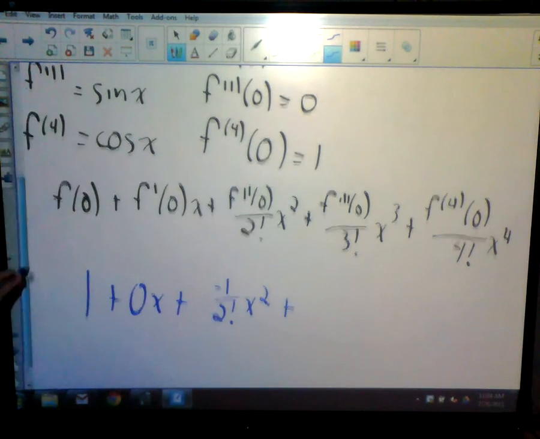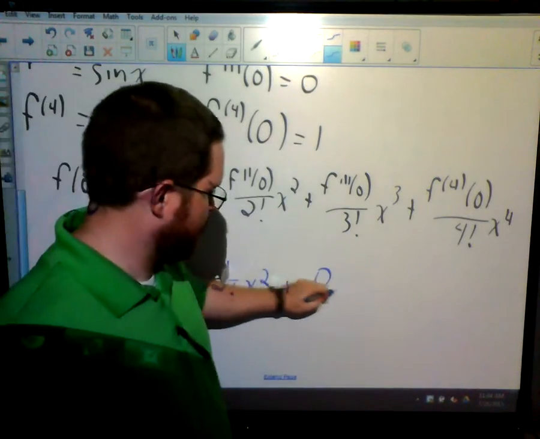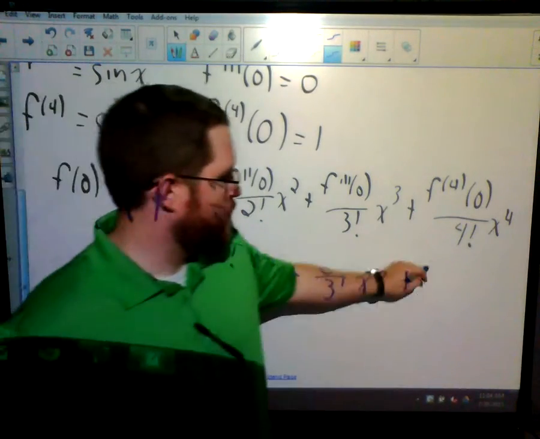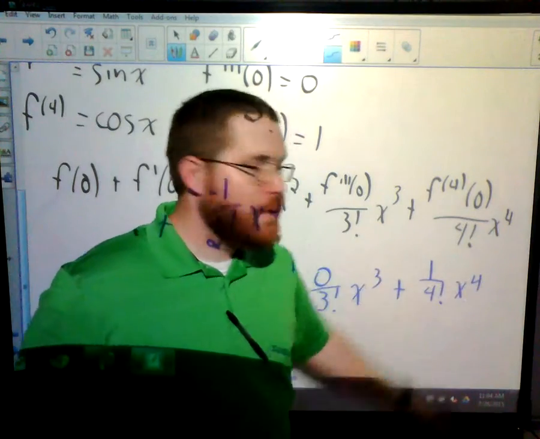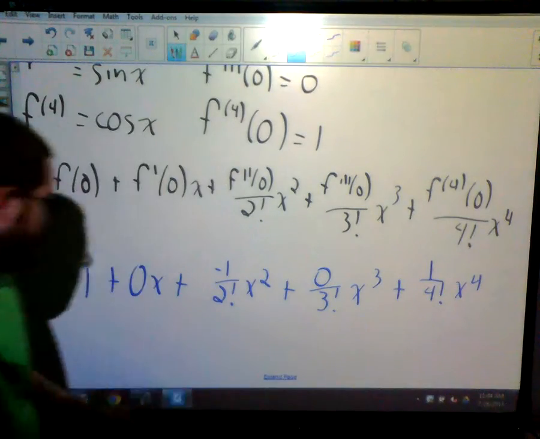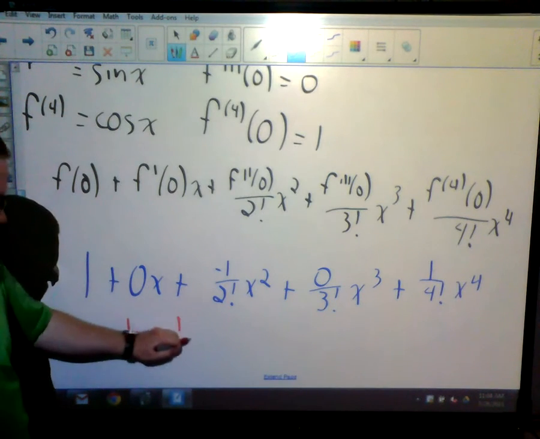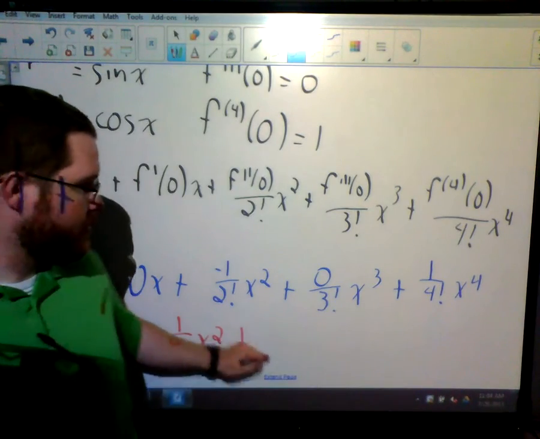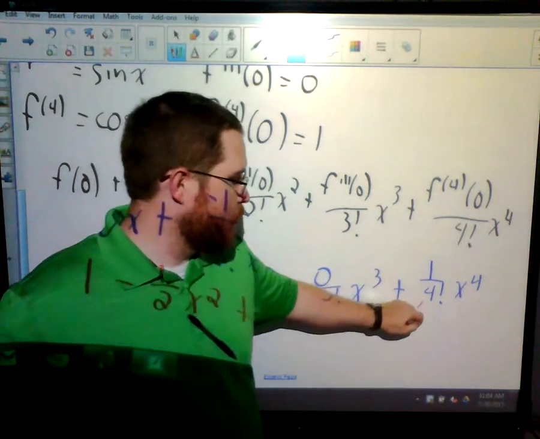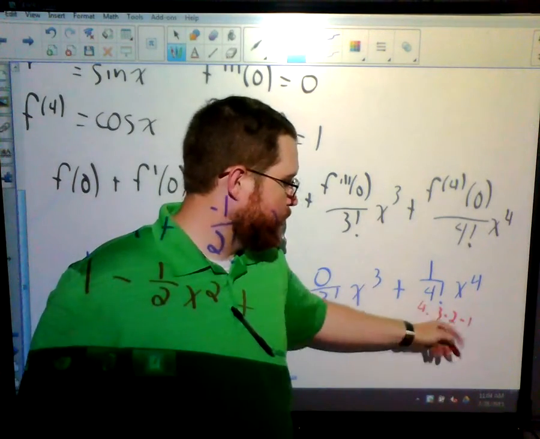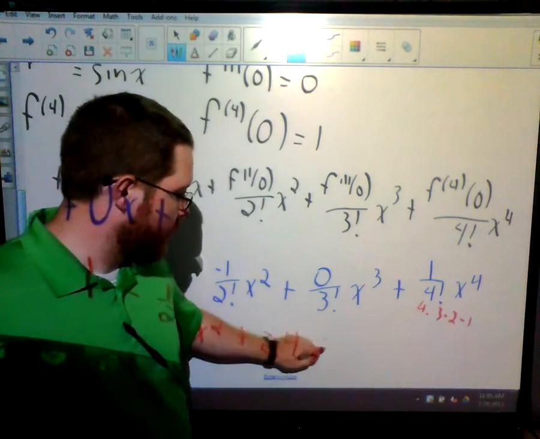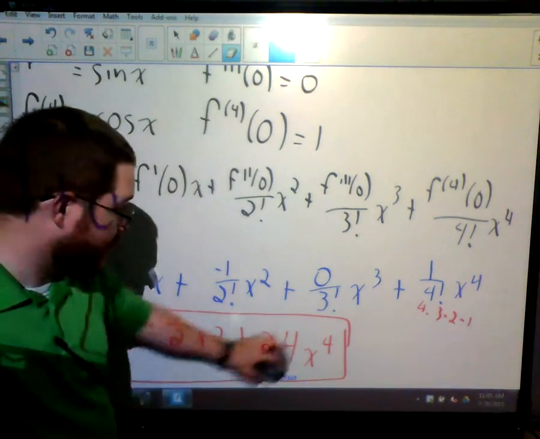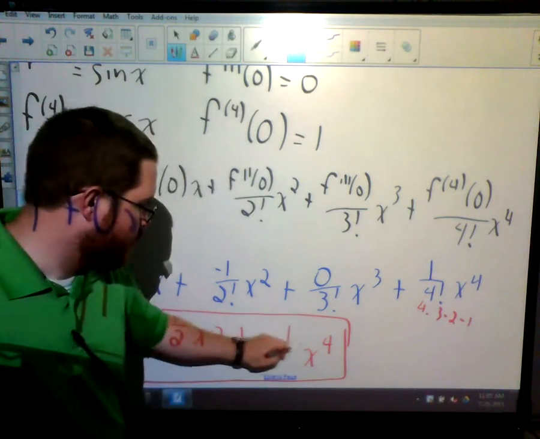What's f triple prime of 0? 0. What's f4 prime of 0? 1. And please clean that up a little bit. 1 minus 1/2 x squared, 0, plus 4 factorial means 4 times 3 times 2 times 1, 24, so 1/24 x to the fourth. Now what they're saying is that this, 1/24th, not 24. 1/24th.